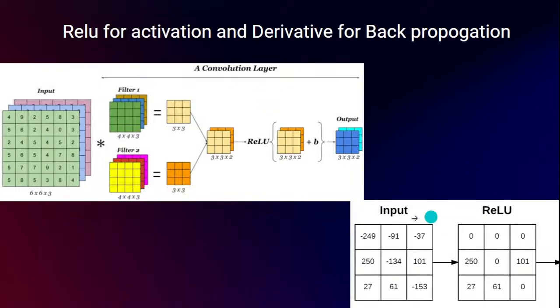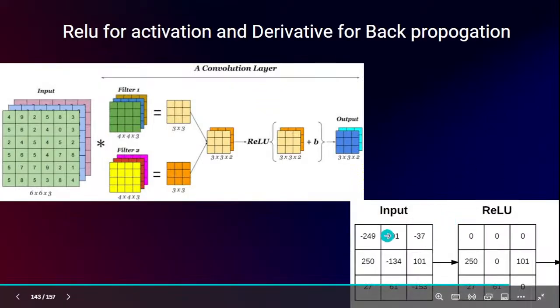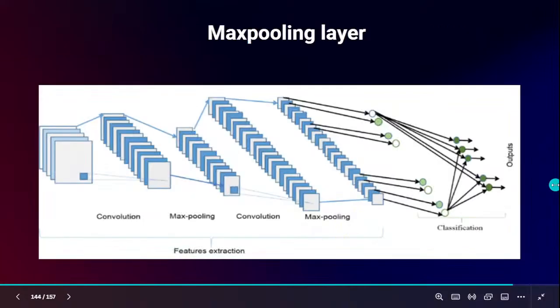Once it is done, ReLU is applied. As I told you earlier, ReLU will take all the positive values and negative values will be given as 0. It is the max between 0 and your input value. So zeros and positive values are taken.